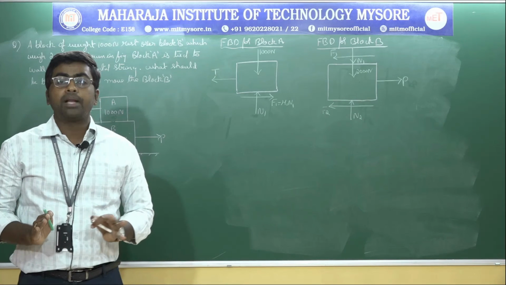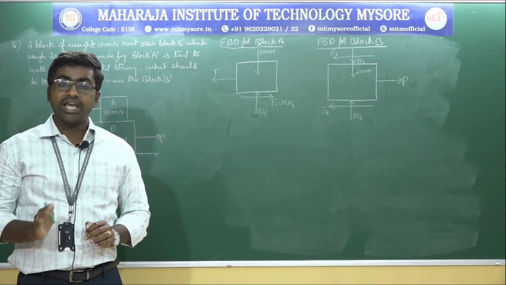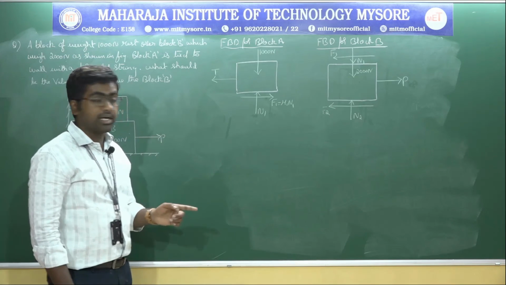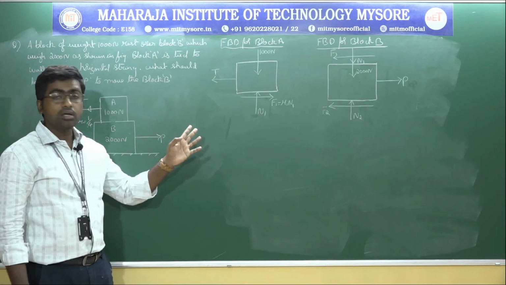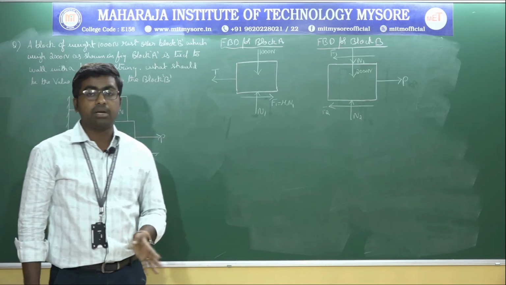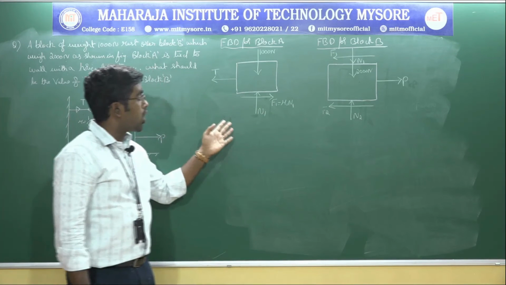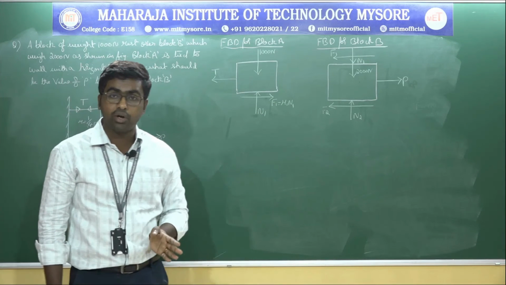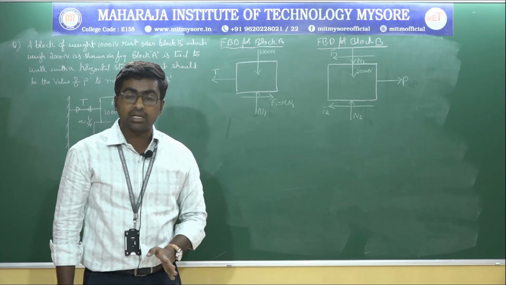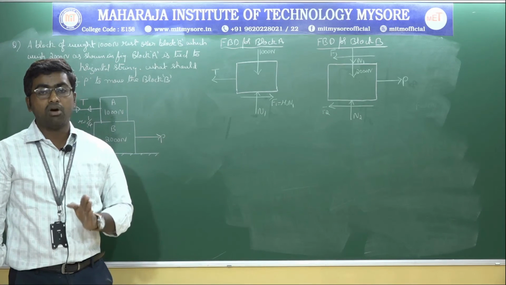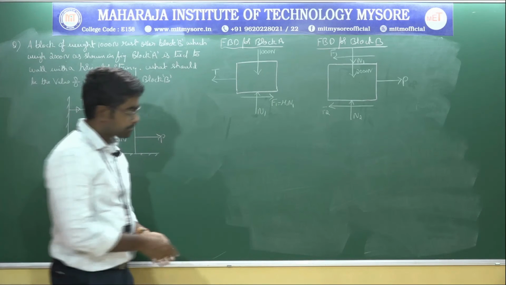So now I need to apply the equilibrium condition for each block separately. I need to apply the equilibrium condition for the block which will be having minimum number of unknowns. If I compare these two free body diagrams, block A is having minimum number of unknowns. So first I need to apply the equilibrium conditions for the free body diagram of block A, right?